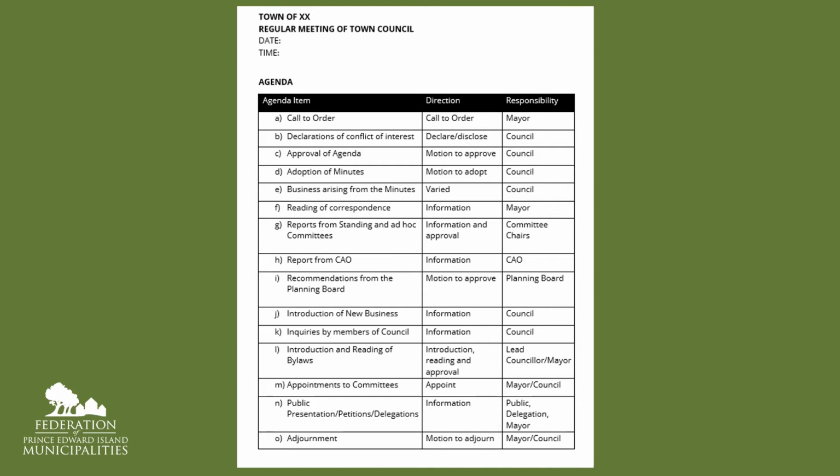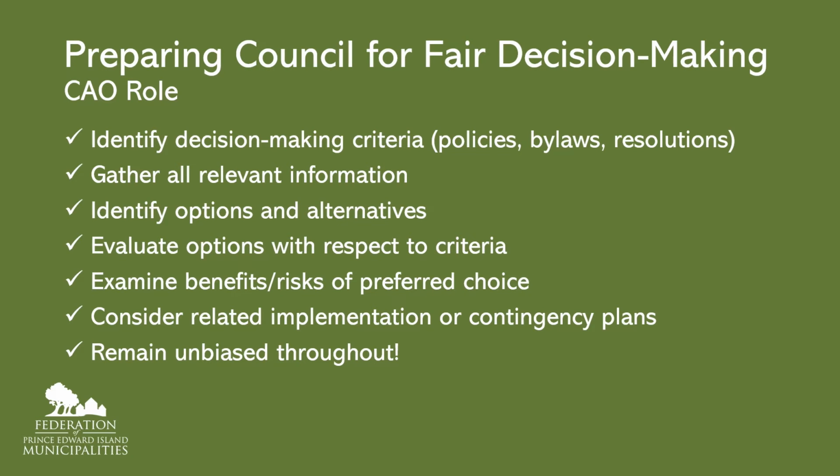As the CAO, you will be doing a number of things to prepare council for the decisions to be made at those regular or special council meetings. And your role includes first identifying what the decision might be that needs to be made and pulling out any policies or bylaws or previous council resolutions that affect the decision being made by council.